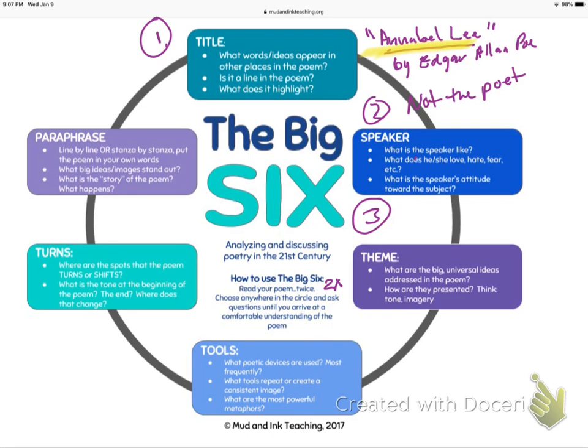So what is the author's attitude toward the subject and the imagery? What types of images do we have? The sensory imagery. And then move on to four.